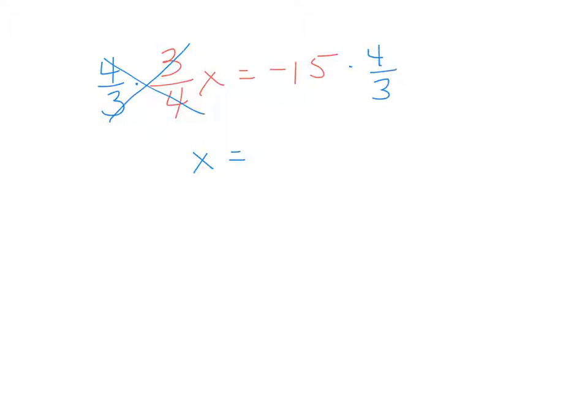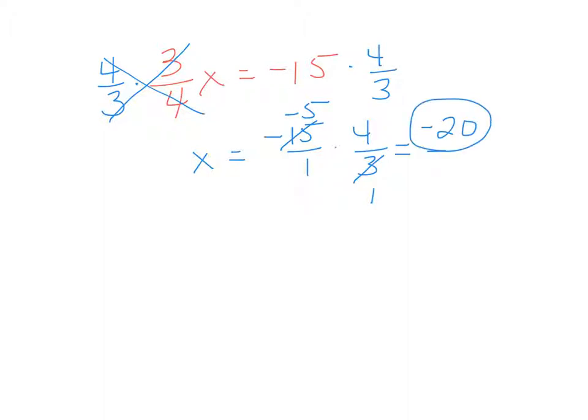On the right-hand side, I have negative 15/1 times 4/3. Once again, I can go through the canceling process here. 3 goes into 3 one time, 3 goes into negative 15, negative 5 times. Then I can multiply across. Negative 5 times 4 gives me a negative 20, and it is negative 20/1, so the final answer is just negative 20.